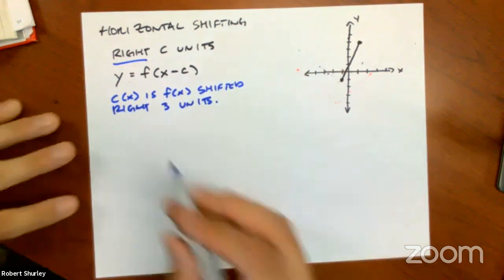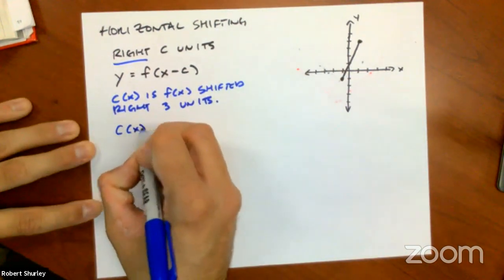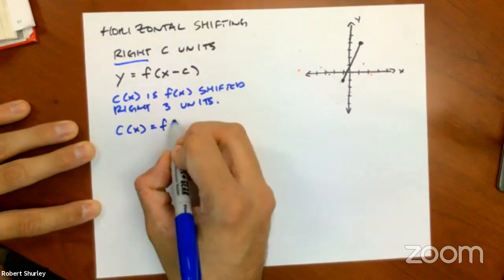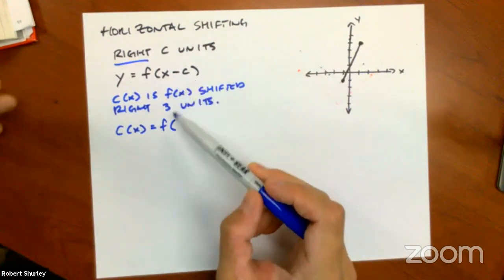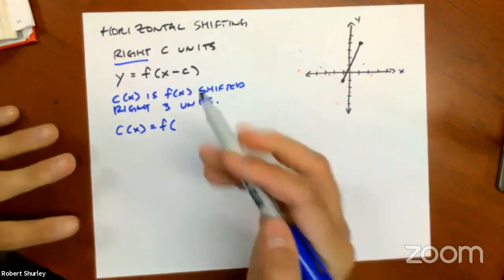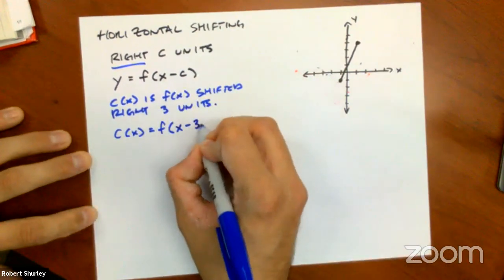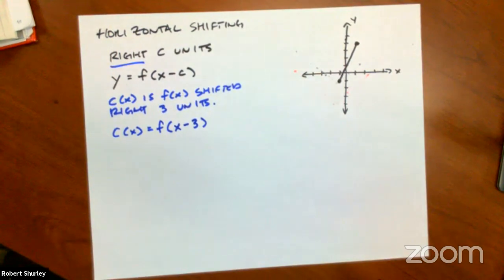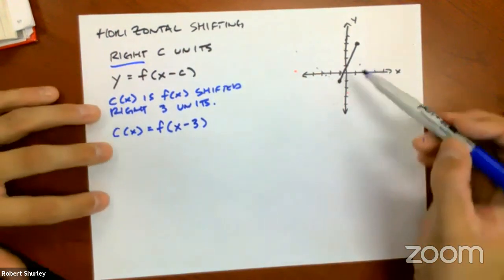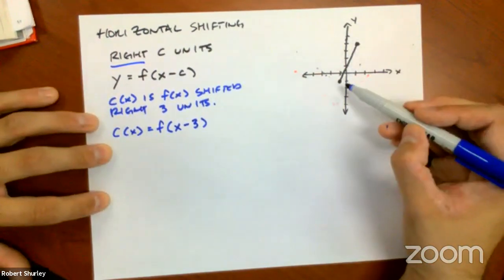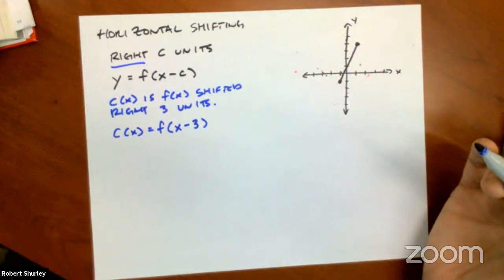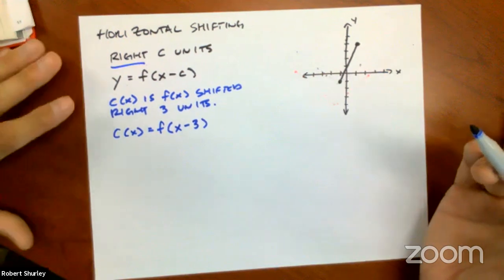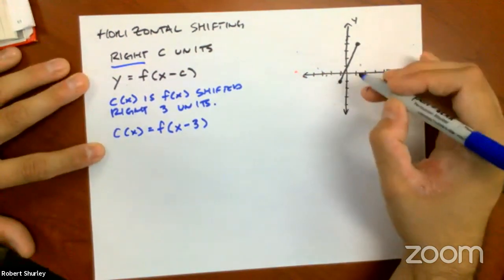If I'm going to write this c of x out, it's going to be the original function, but instead of the subtraction of x being on the outside, it's going to be on the inside. So it looks like this, f of x minus 3. And that's going to move this original function to the right 3 units. Very straightforward. Not too crazy.